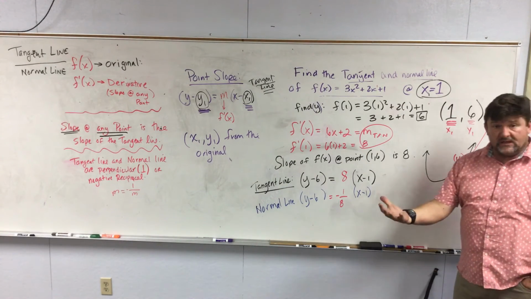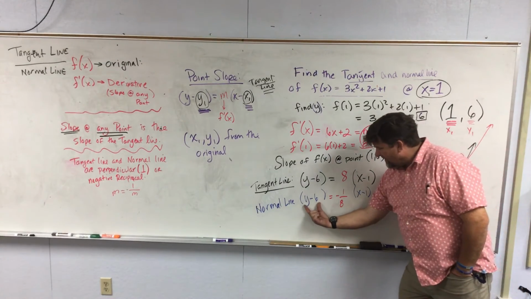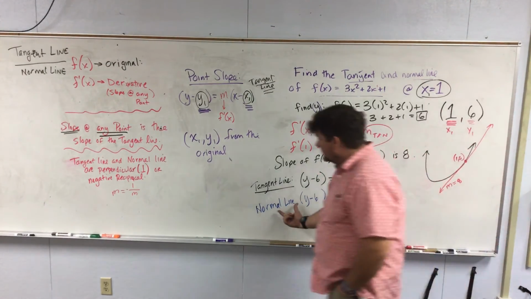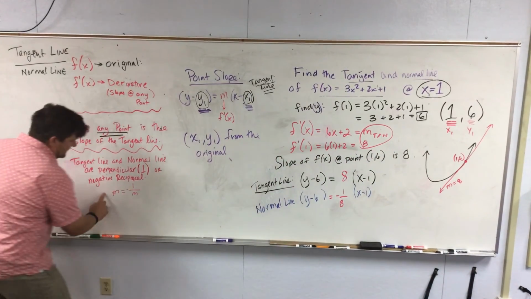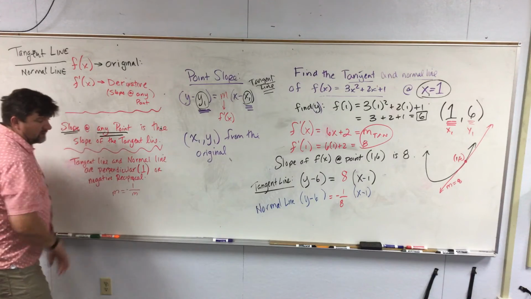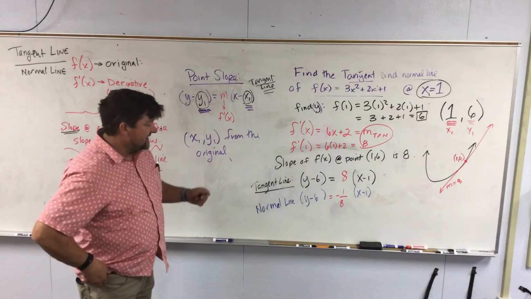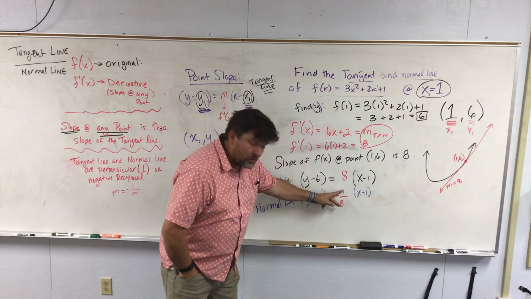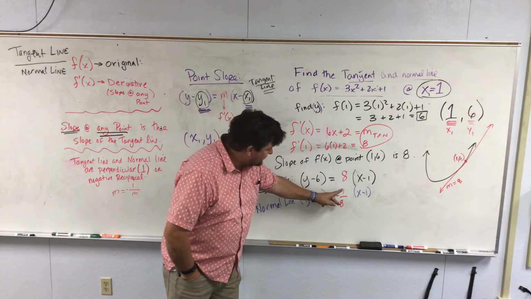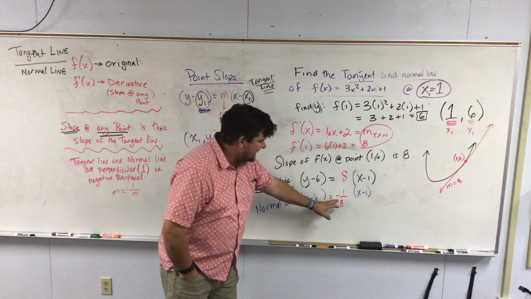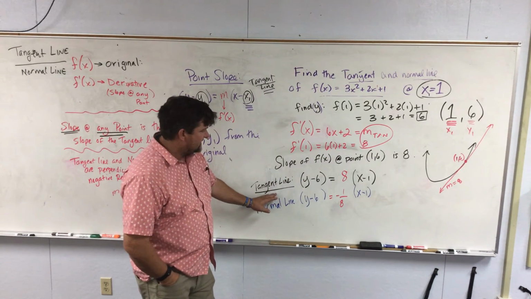So what's the normal line? The normal line is y minus 6 equals something times x minus 1, because the normal line is perpendicular, or the negative reciprocal, of the tangent line. So we flip, or take the reciprocal of, 8 and throw the negative in front, and now we've got our normal line and our tangent line.